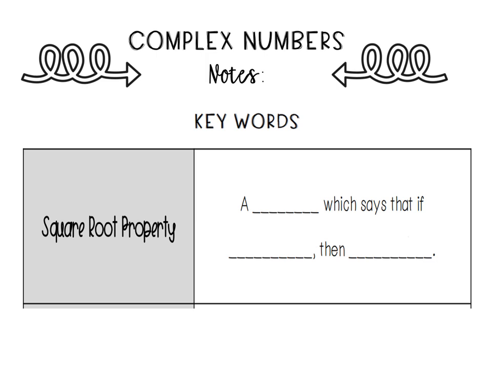So, continuing with complex numbers, the square root property states that if x squared equals a, then x equals plus or minus the square root of a. This helps us when we're solving.